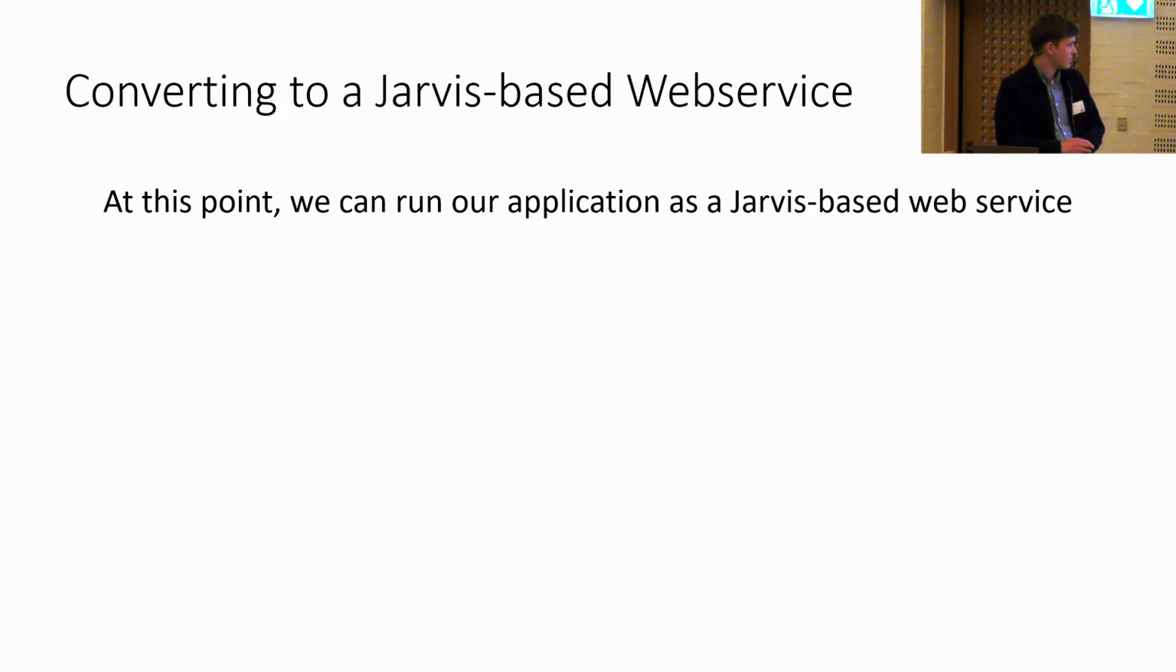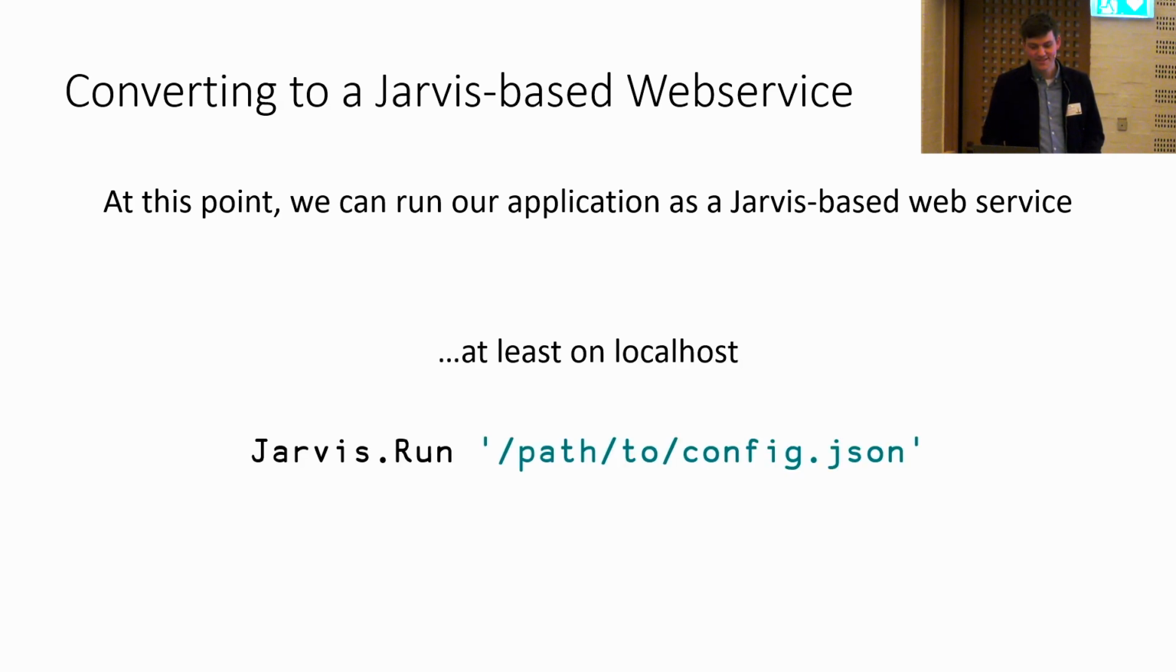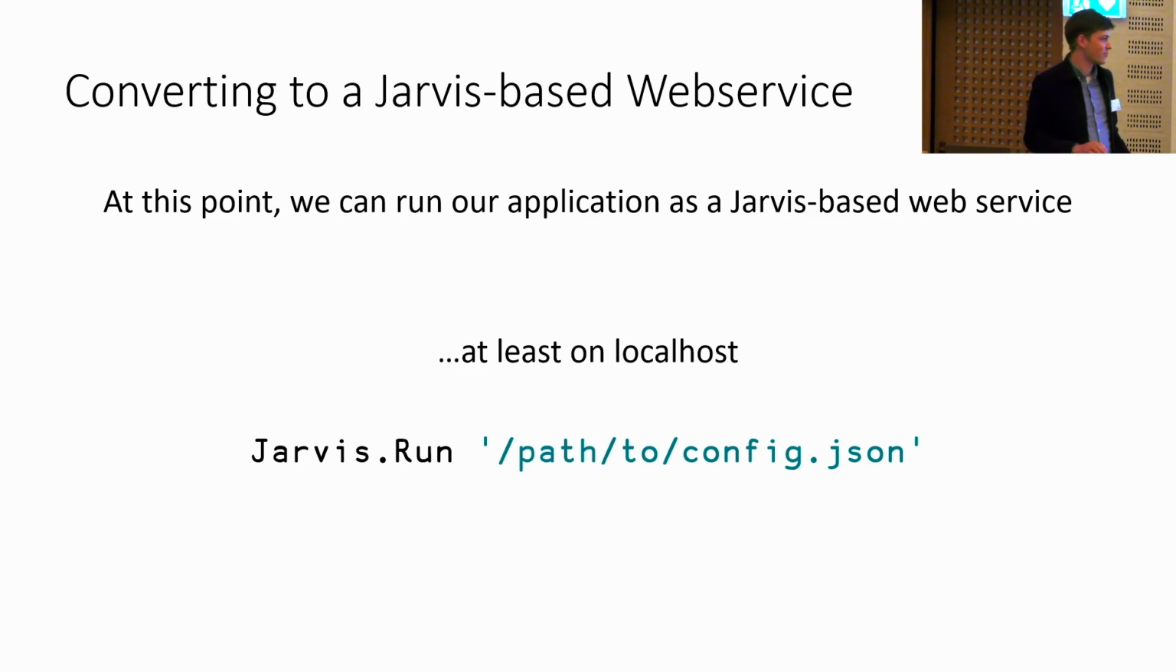And now, after we went through all of this, we were actually able to just run our application as a Jarvis-based web service, at least on localhost, that is. So we can just create a Jarvis instance, type jarvis.run, hand it the configuration file, and well, it will just start up the service according to the configuration file.